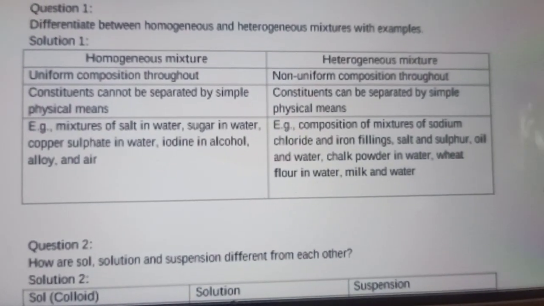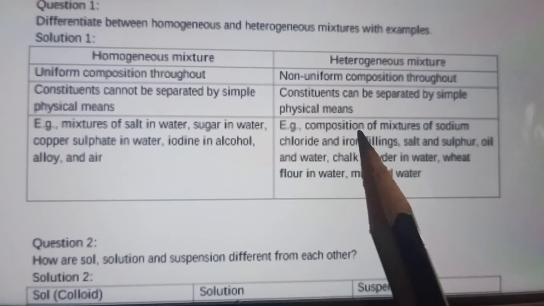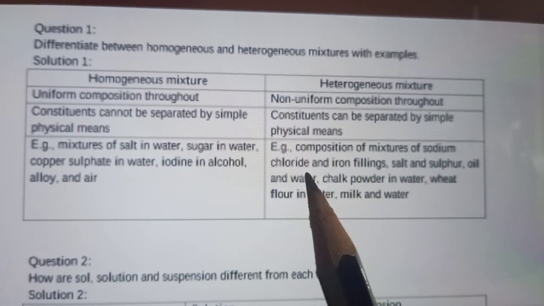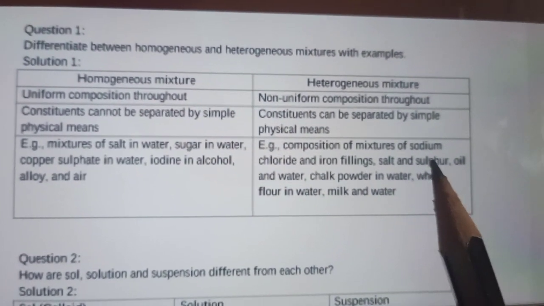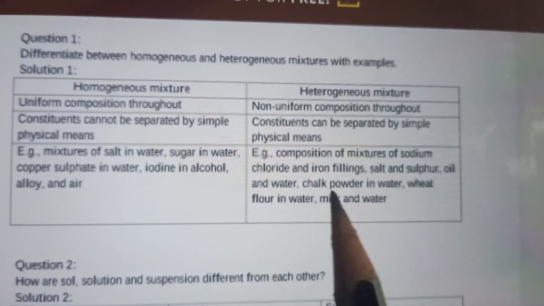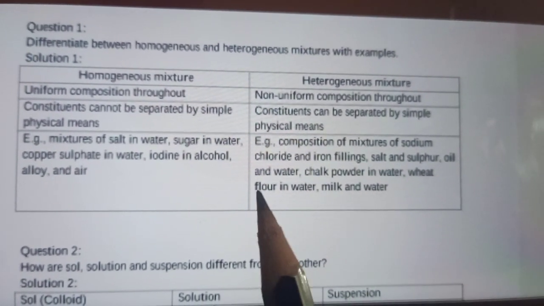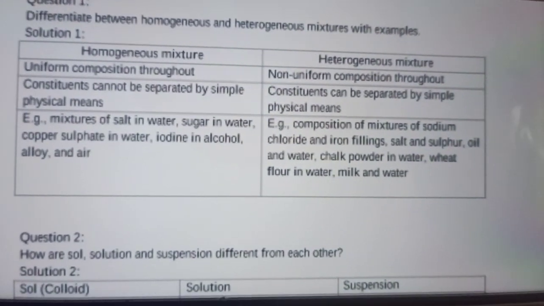The examples of suspension, a heterogeneous mixture: mixtures of sodium chloride and iron filings, salt and sulfur, oil and water, chalk powder in water, wheat flour in water, milk and water.